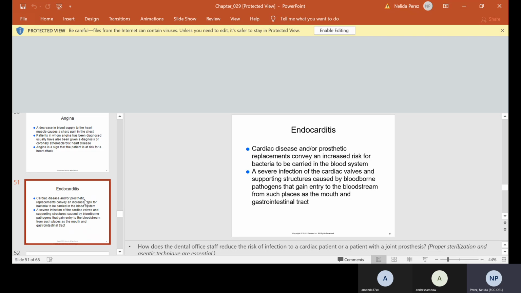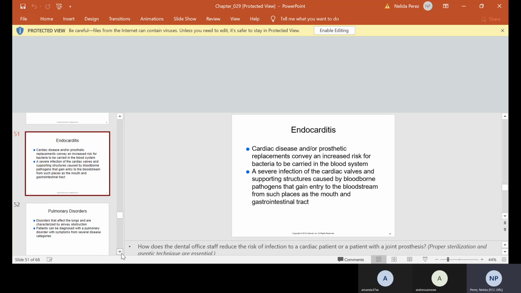Endocarditis, cardiac disease, and or prosthetic replacement convey an increased risk for bacteria to be carried in the blood system. A severe infection of the cardiac valves and supporting structures caused by bloodborne pathogens that gain entry to the bloodstream from such places as the mouth and gastrointestinal tract.